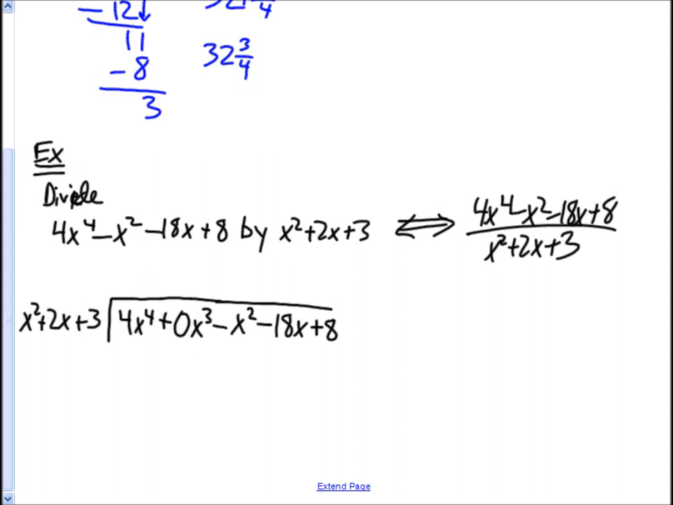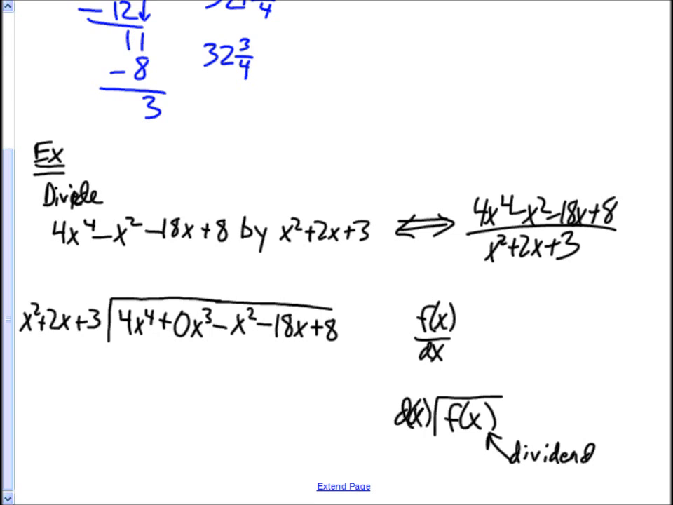Another way to think about that is if you're dividing f of x by d of x, then your f of x goes in here. That's our dividend. Our d of x is our divisor here. And then we get our answer, which we're going to call q of x. Q of x is our quotient.